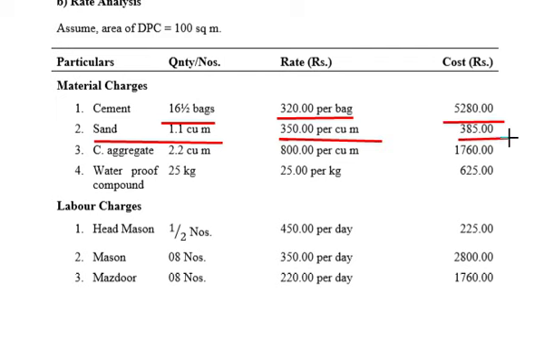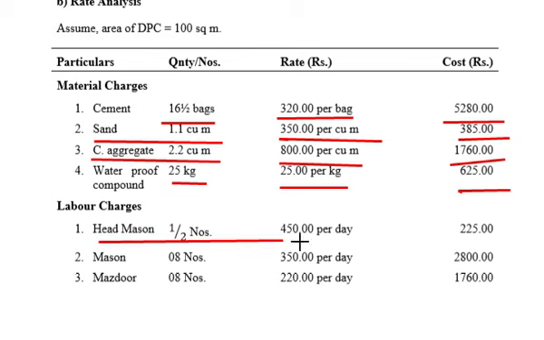Now come to the rate analysis. For DPC of 100 square meter area, what materials do we use? Cement, sand, coarse aggregate and waterproofing compound. The quantity of cement is 16.5 bags at 320 rupees per bag cost. So the total cost will be 5280.